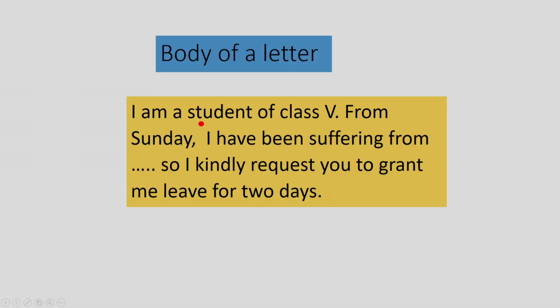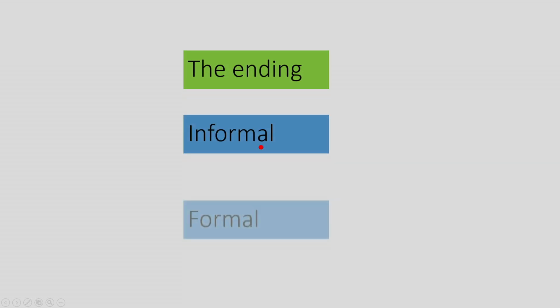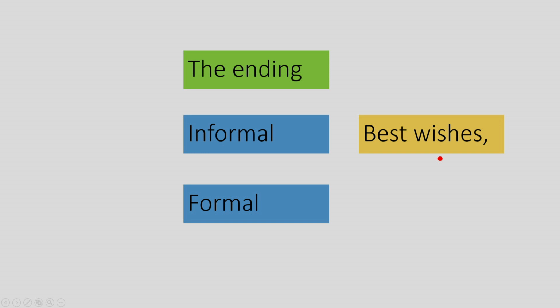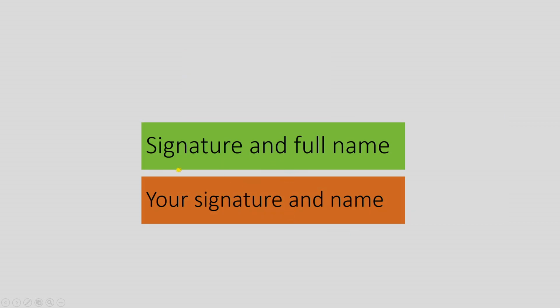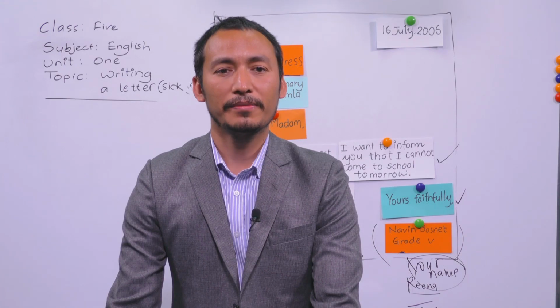Okay, body of a letter, for example, you can just say it as we said, and then the ending, how you end. For informal letters, you say best wishes, love, and so on, right? Take care, you can say for informal letters. And for formal letters, you say yours faithfully, or you can say sincerely, or faithfully yours. Okay, this is the way. And then finally you sign and write your full name. Okay, this is the ending part of your letter.